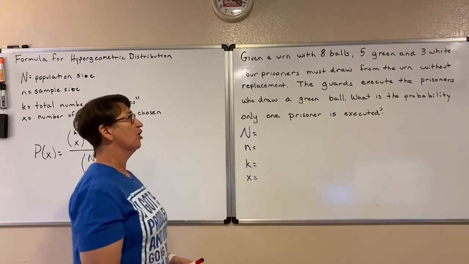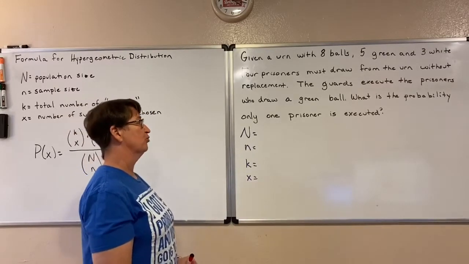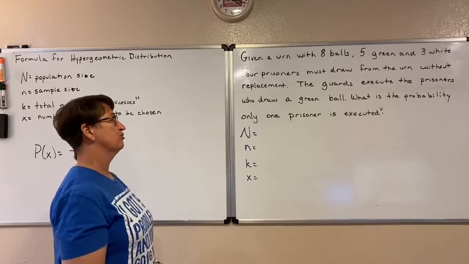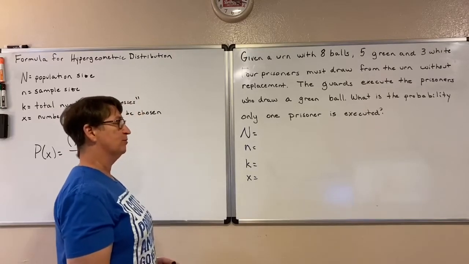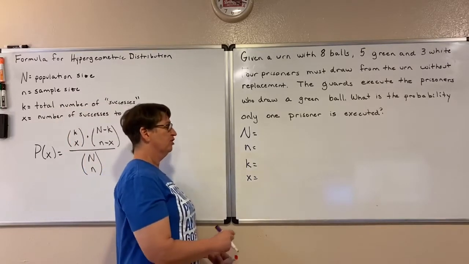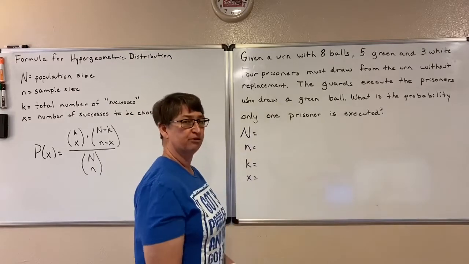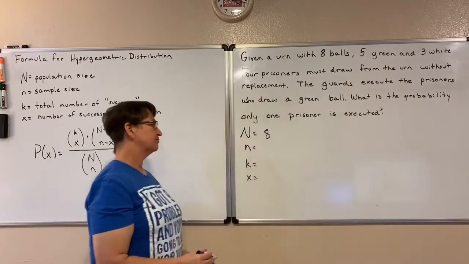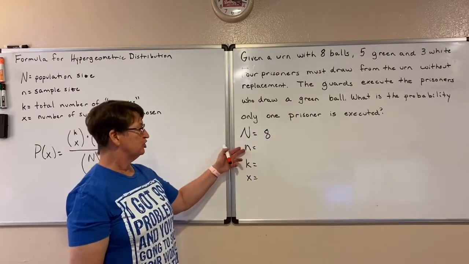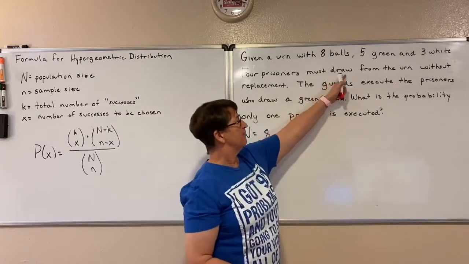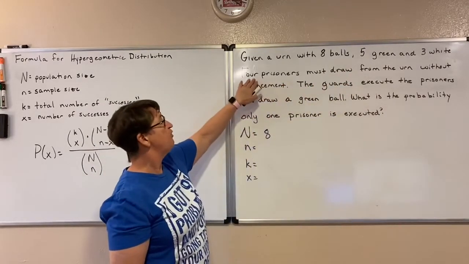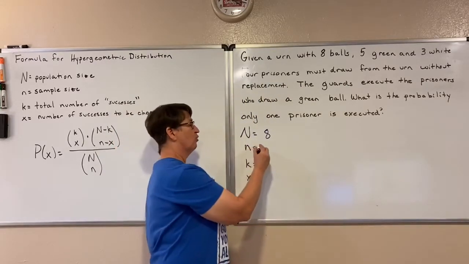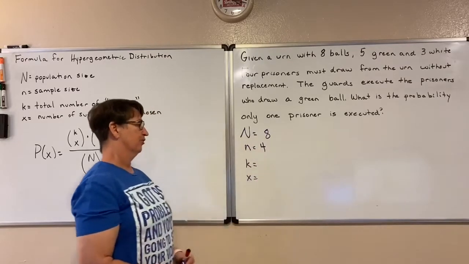So it says, given an urn with 8 balls, 5 green and 3 white, 4 prisoners must draw from the urn without replacement. The guards execute the prisoners who draw a green ball. What's the probability only 1 prisoner is executed? So we have a whole population of balls, and there are a total of 8 of them. That is our population size. From those, we are only going to choose, well, it tells me that I'm going to have to draw 4 of those balls from the urn. Each prisoner is going to draw a ball. So 4 are going to be chosen from the urn.